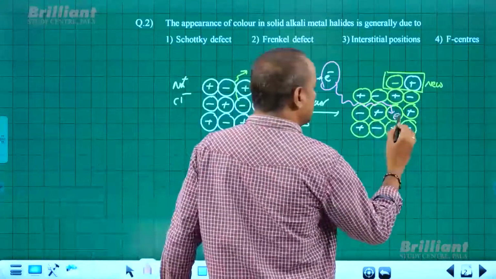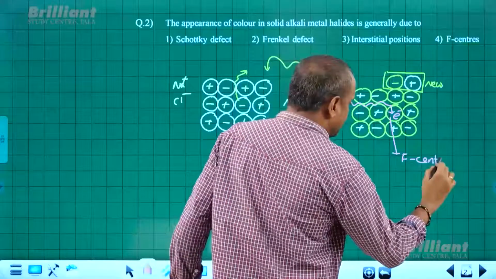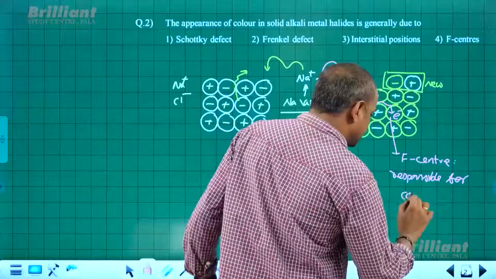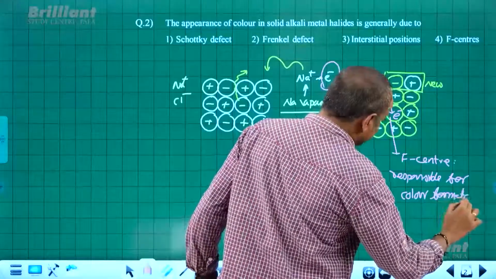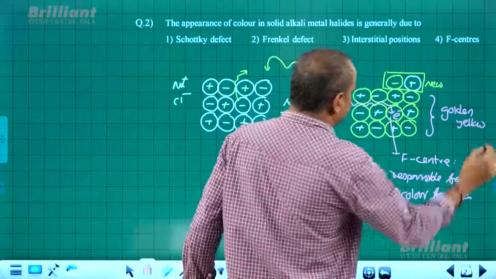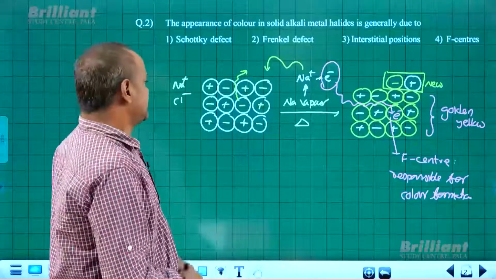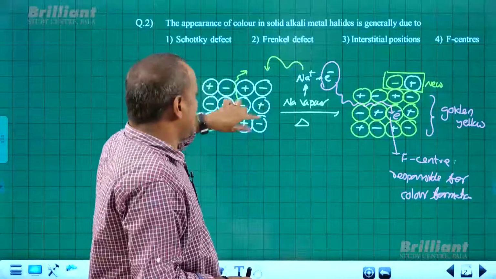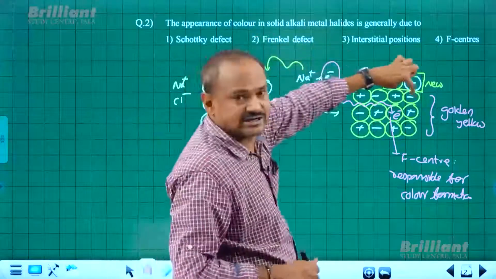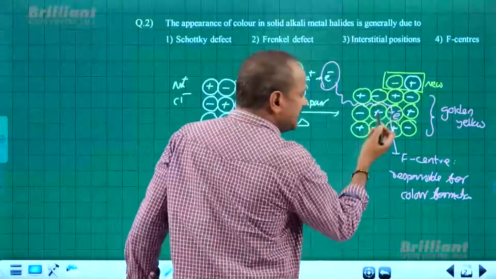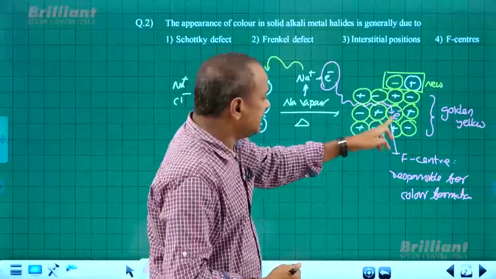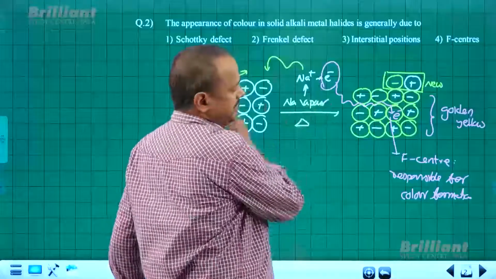That space is called the F center. That F center is responsible for color formation. These electrons will give a golden yellow color. Sodium chloride in sodium vapor on heating gives a golden yellow color. So first, sodium chloride has the regularity of Na plus Cl minus. On heating with sodium vapor, sodium undergoes ionization to form Na plus and an electron. This sodium ion occupies the surface of the NaCl crystal lattice, forming new lattice points. From the inner part, one chloride comes to the surface, leaving one vacancy in the lattice point. That vacancy is occupied by the electron liberated by the sodium.